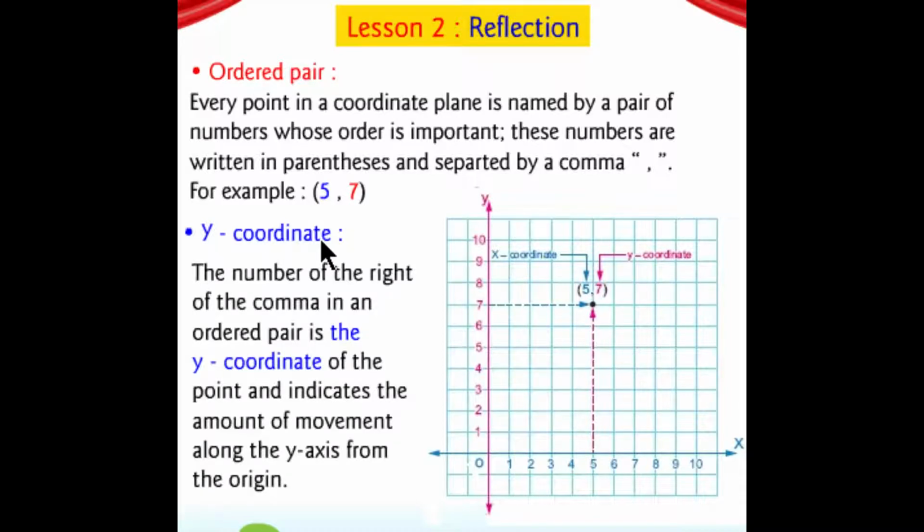Y coordinate. The number on the right of the comma in an ordered pair is the y coordinate of the point and indicates the amount of movement along the y-axis from the origin. The second number, 7, is the y coordinate: 1, 2, 3, 4, 5, 6, 7. The intersecting point is the first number 5 and the second 7, the point (5, 7).